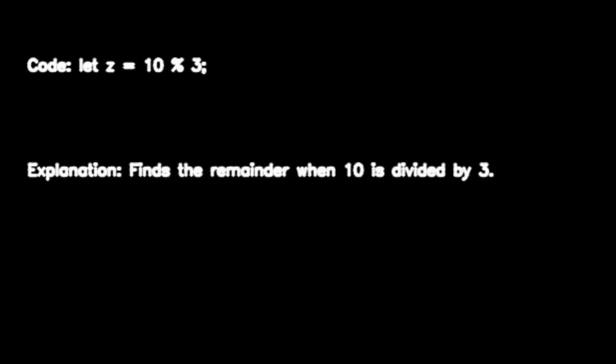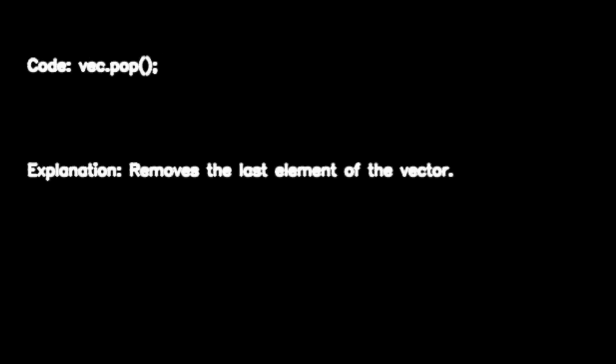Code. let z = 10 % 3. Explanation. Finds the remainder when 10 is divided by 3. Code. let vec = vec![1, 2, 3]. Explanation. Creates a vector with 3 elements. Code. vec.push(4). Explanation. Adds an element to the end of the vector. Code. vec.pop(). Explanation. Removes the last element of the vector.